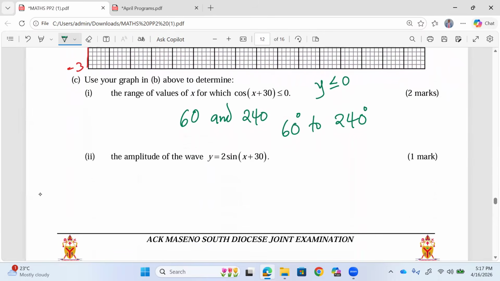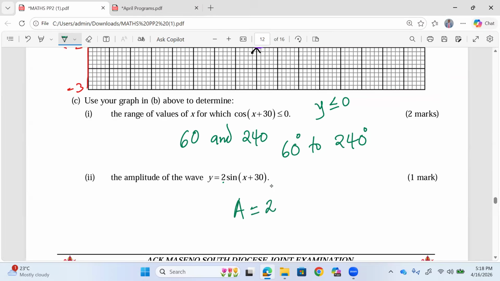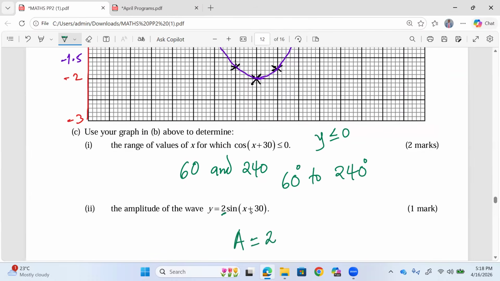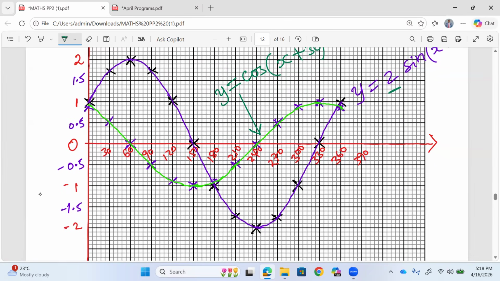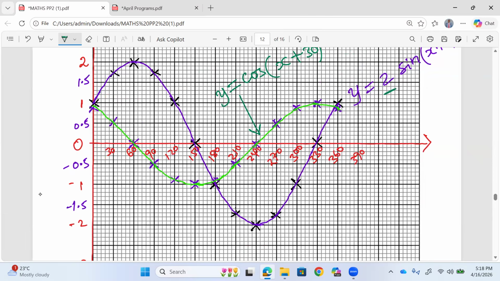Then finally, the amplitude of the wave, y equals 2 sin(x + 30). With a wave like this, the amplitude can be read as 2 units. But assuming that you didn't know this interpretation, you need to come to the curve here and check the lowest the curve can go. It's -2. The highest it can rise is also +2. So it's 2 units. From the mean position, the highest the wave can go is 2 units. That is what we call amplitude, 2 units.